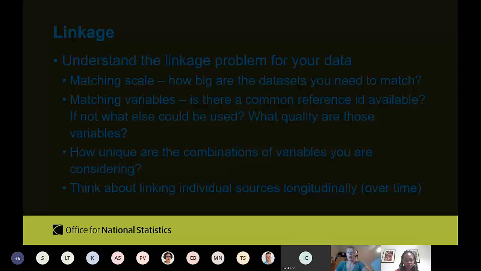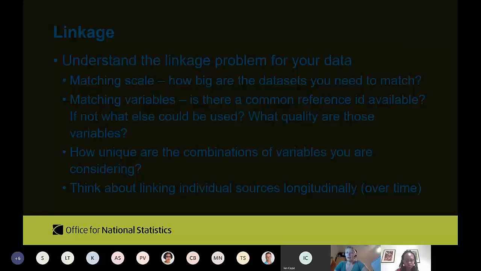So matching scale, how big are the data sets you need to match? For us in the UK, we were matching, well, 2 of our data sets had over 70 million records on. So that's a huge, huge exercise, and potentially has implications for how much matching you want to do automatically beyond when you're matching maybe smaller data sets.